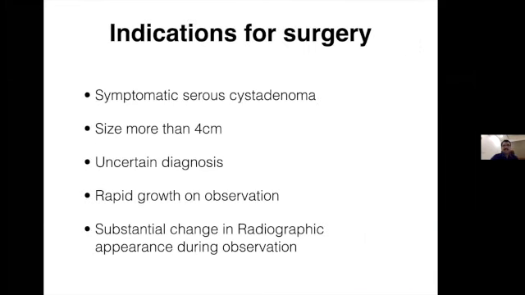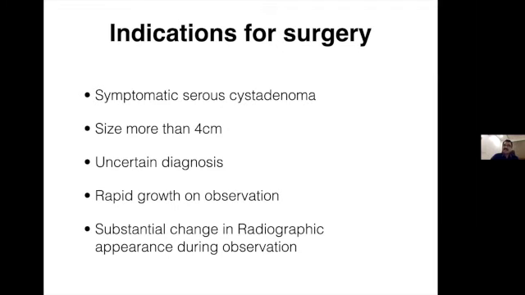So what is the indication for surgery in serous cystic neoplasm? All symptomatic serous cystadenoma has to be resected. When the tumor size is more than 4 centimeter, if it is in the body tail region, it is easy to resect and resection may be carried out. But if it is occurring in the head region, if you are very sure that it is serous cystic neoplasm, you can observe those patients till they develop some symptoms.